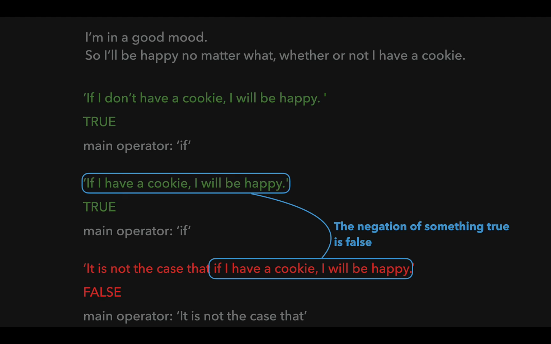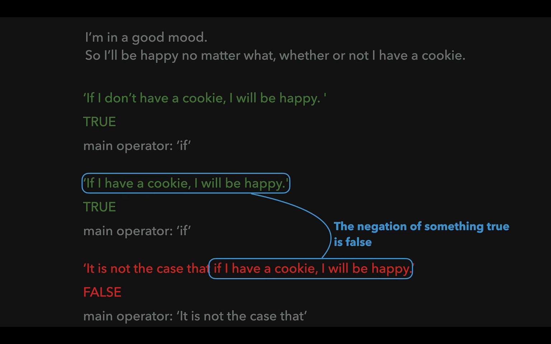And so in particular, if we compare the first sentence with the last sentence, the first being a conditional with a negation inside, the last being a negation of a conditional, we see they say different things because one comes out true and one comes out false. It's true that if I don't have a cookie, I will be happy. Yes, I don't need a cookie to be happy, and if I don't have one, I'm going to continue to be happy. But it's false that it is not the case that if I have a cookie, I will be happy. If I have a cookie, I will be happy. That's true. And so it's false that it is not the case that if I have a cookie, I will be happy. And so those two things say different things.